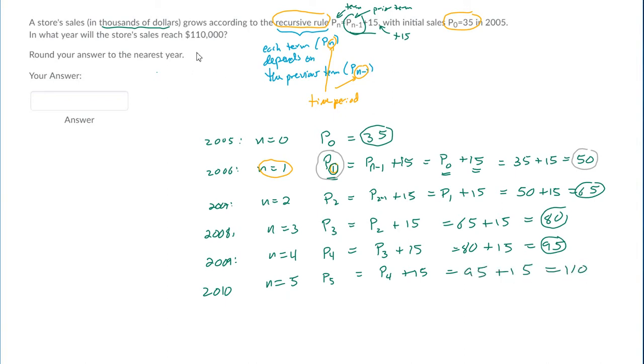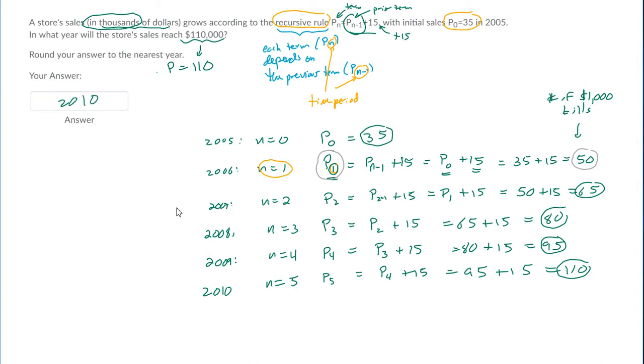Remember, even though they're saying 110,000, that means the P-value has to be 110, because everything's measured in thousands. So think of these values as the number of $1,000 bills. Everyone measures things in $1,000 bills, right? Well, you know. So we're going to have 110 of them in year 5, which corresponds to 2010. So I would answer this as year 2010.